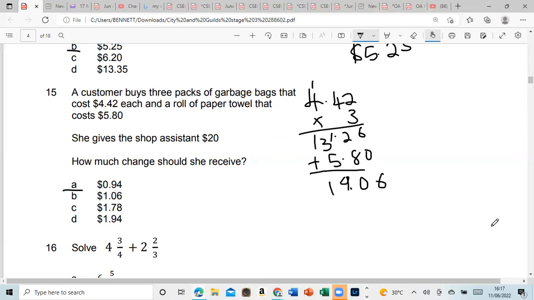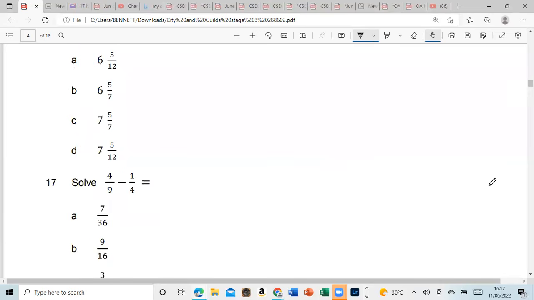So no further, it's A. We need 94 cents to make it. Remember 100 cents is $1. Let's move on to 16.